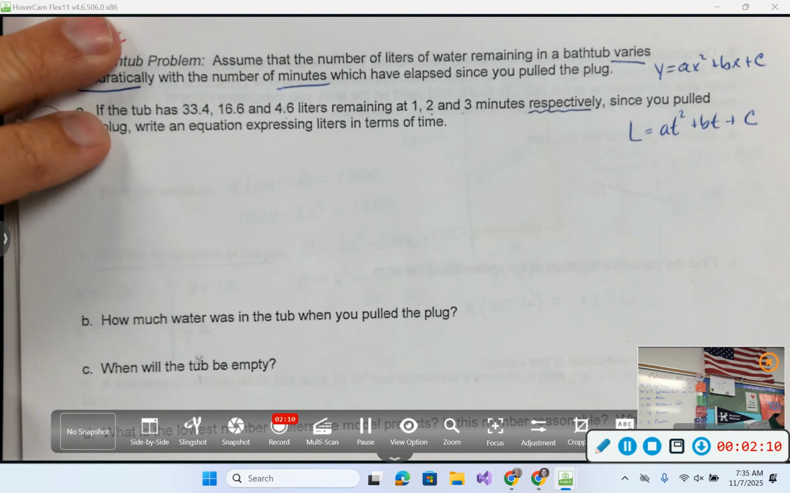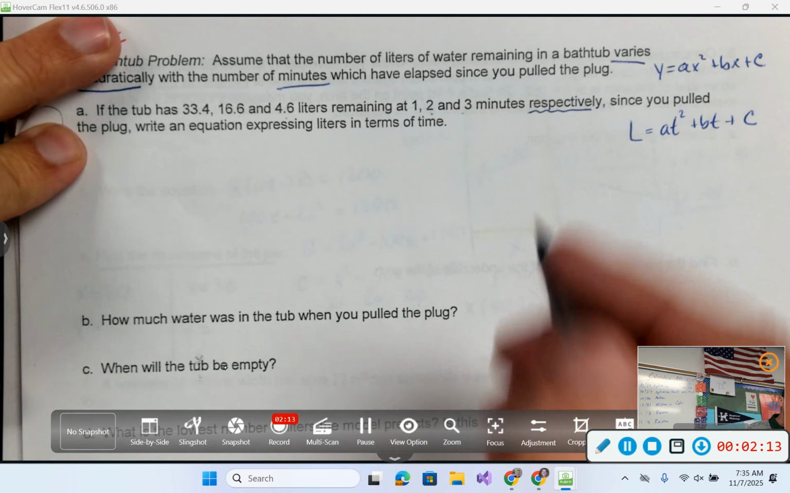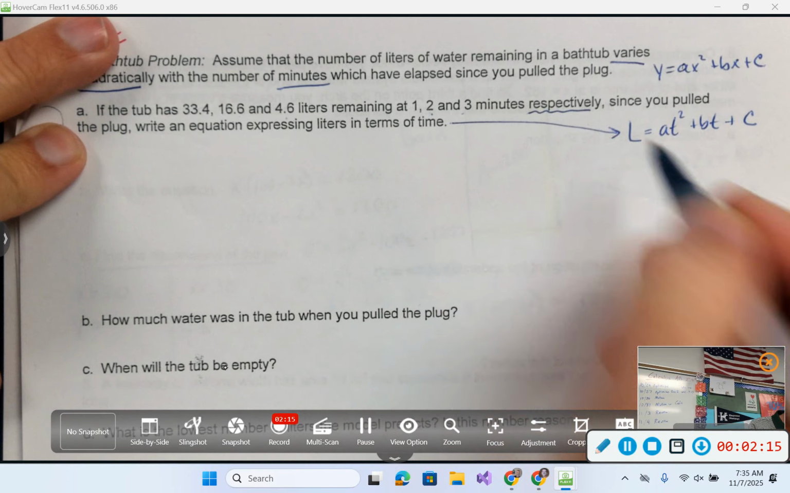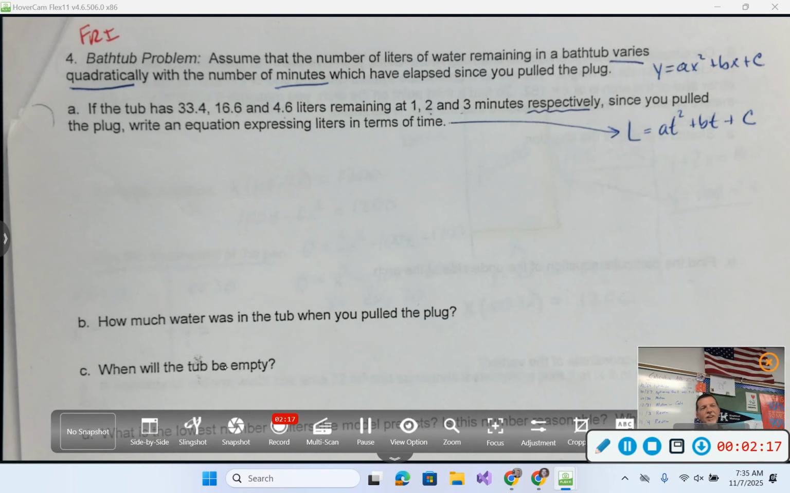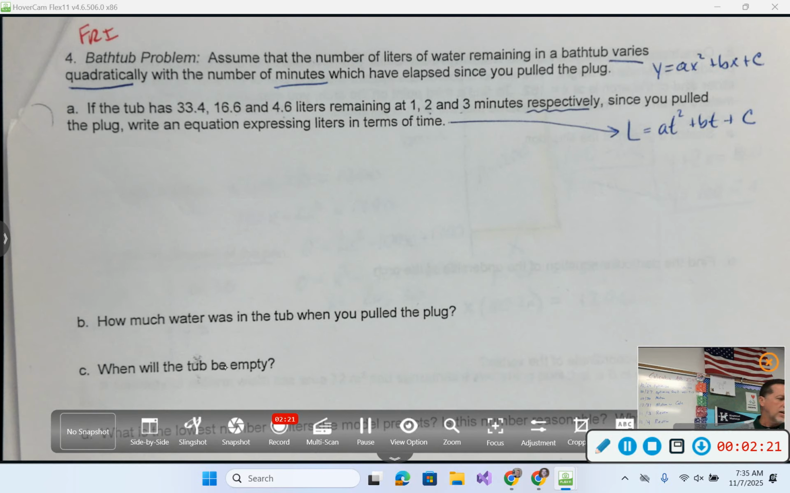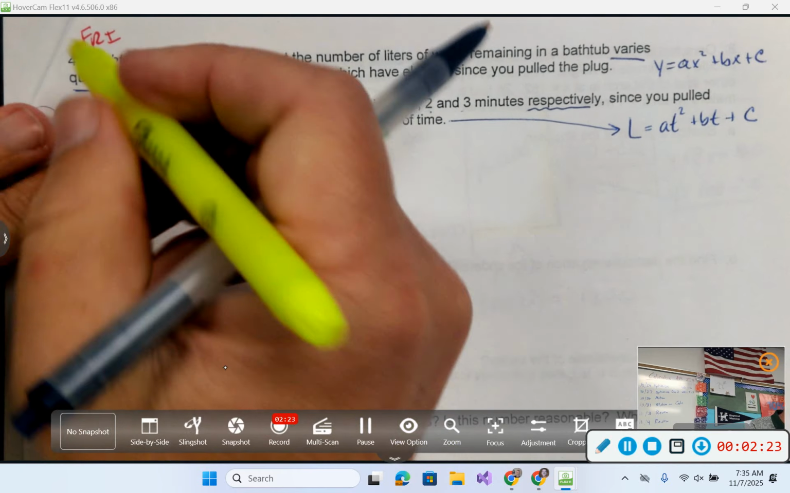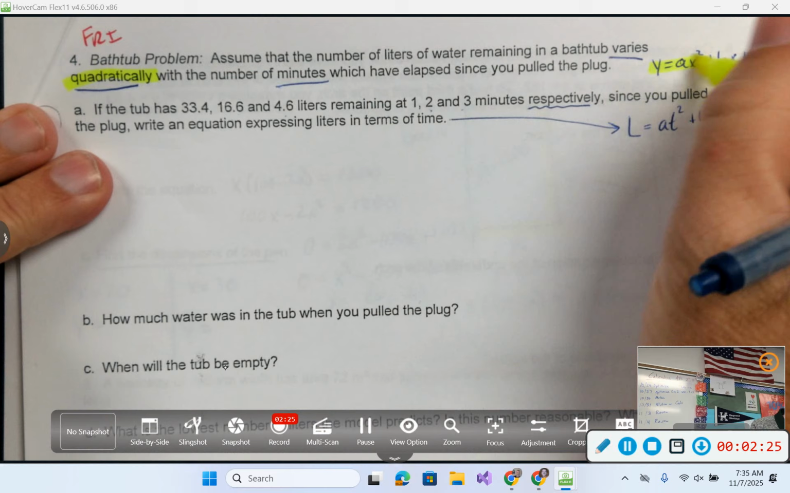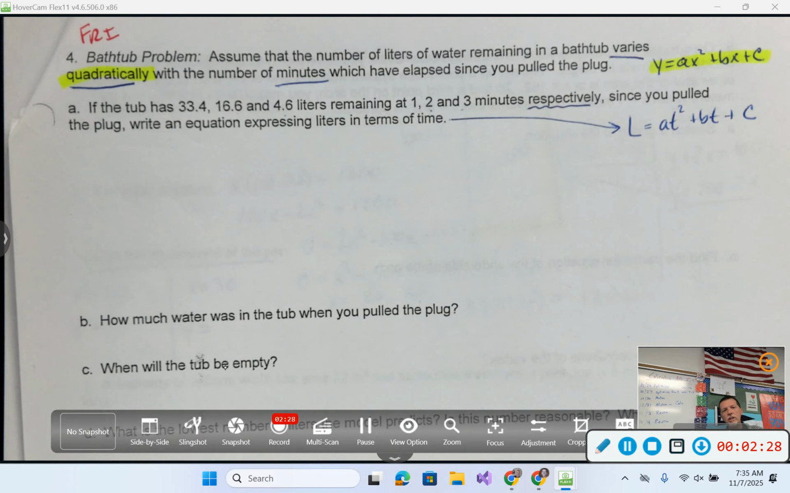Write an equation expressing liters in terms of time. Okay, well we've started that. I don't know what A, B, and C are, but at least I know what it looks like because they told me it varies quadratically. So quadratically would be the key there to let us know what kind of equation it is.